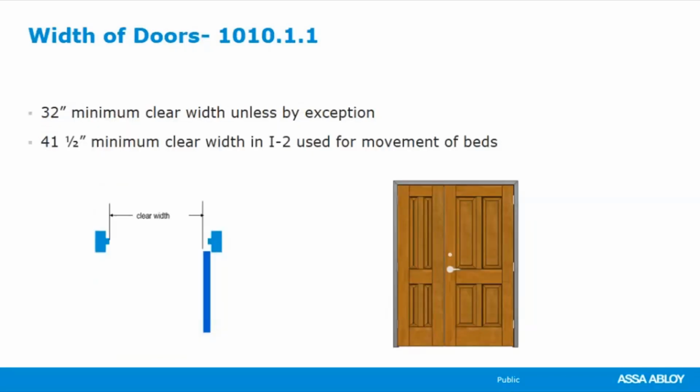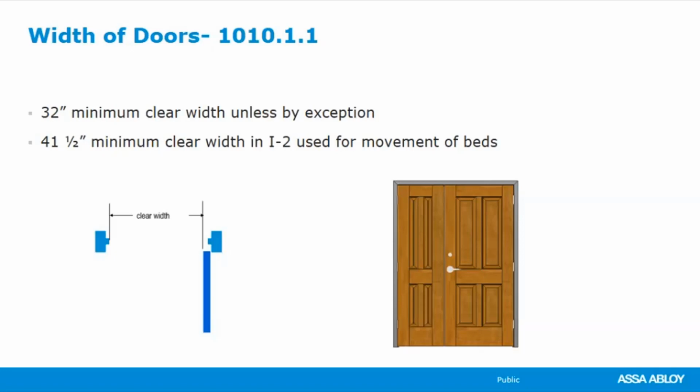Chapter 10 is means of egress in the IBC, and it tells us that unless by exception, we need 32 inches minimum clear, and that is measured with the door open 90 degrees from the face of the door to the face of the stop. It does not take into consideration the hardware because it gives you a 4-inch buffer zone. This is exactly the same as the ADA requirements.